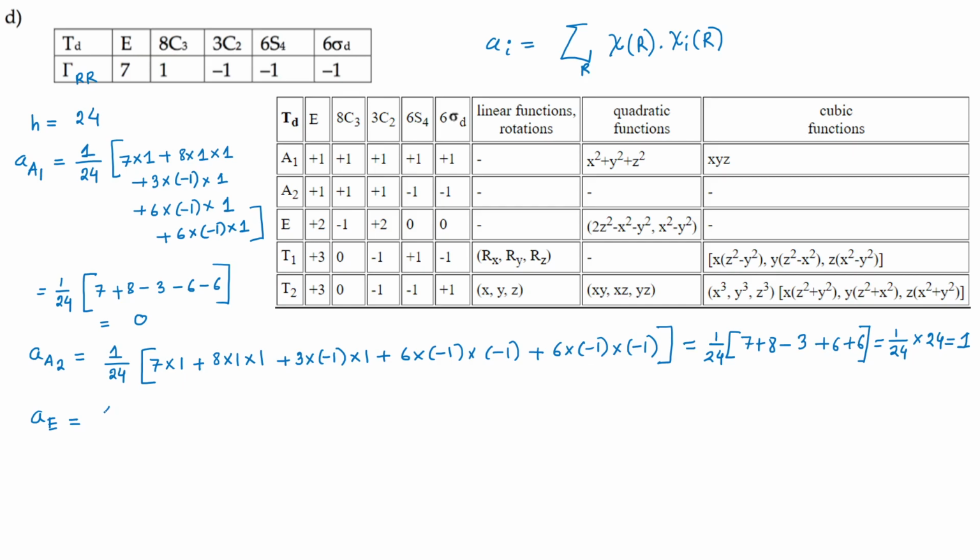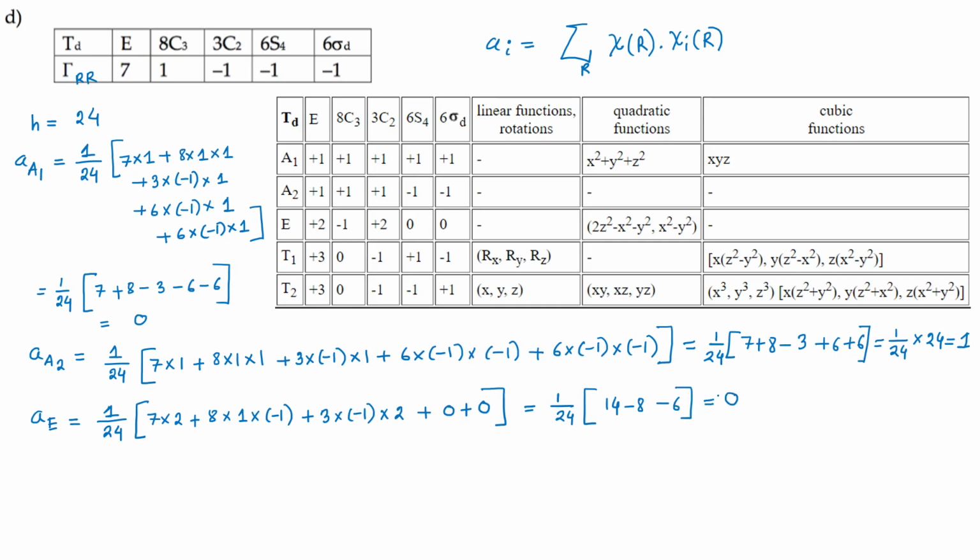This calculation may seem long but it is very easy, right? So again, for E I have to multiply by 2, then 8 into 1 into minus 1 plus 3 into minus 1 into 2, right? Then the rest of them are 0, so I will not write them. It will be 1 over 24 into 14 minus 8 minus 6, which is again 0, right? What about B1?